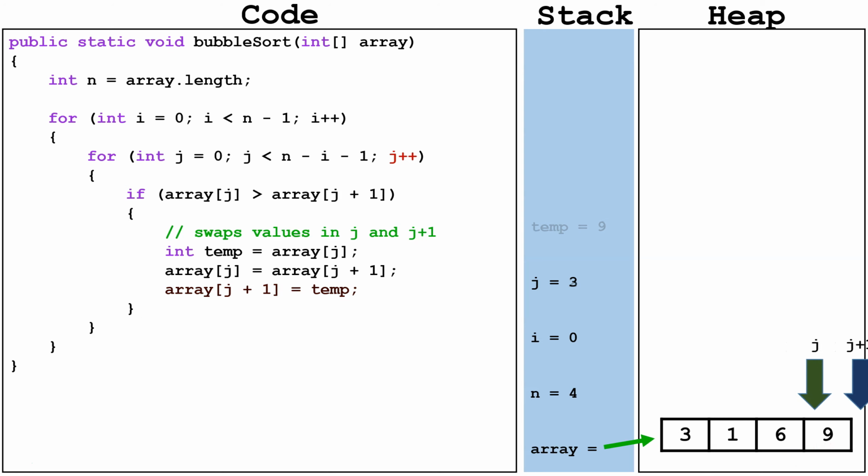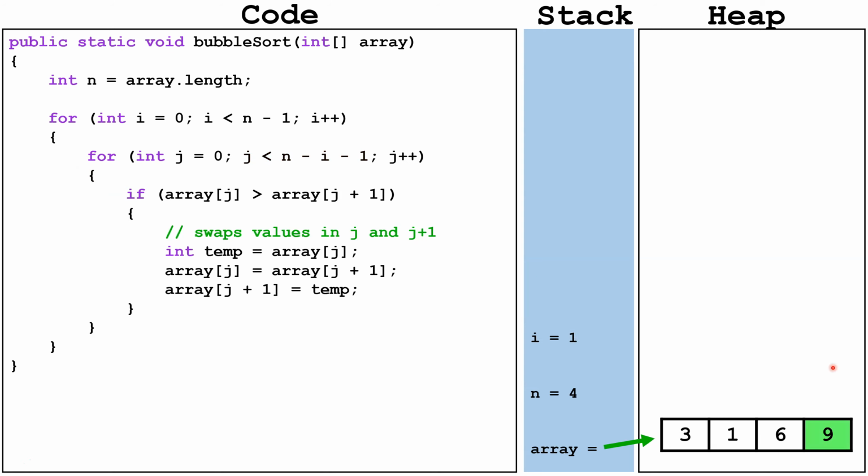We'll finish this cycle of the internal for loop and increment j to 3. So j is 3, n is 4, minus i is still 4, minus 1 is 3. So 3 is not less than 3, so we terminate this internal loop. So now we've finished a full run through of the internal for loop.